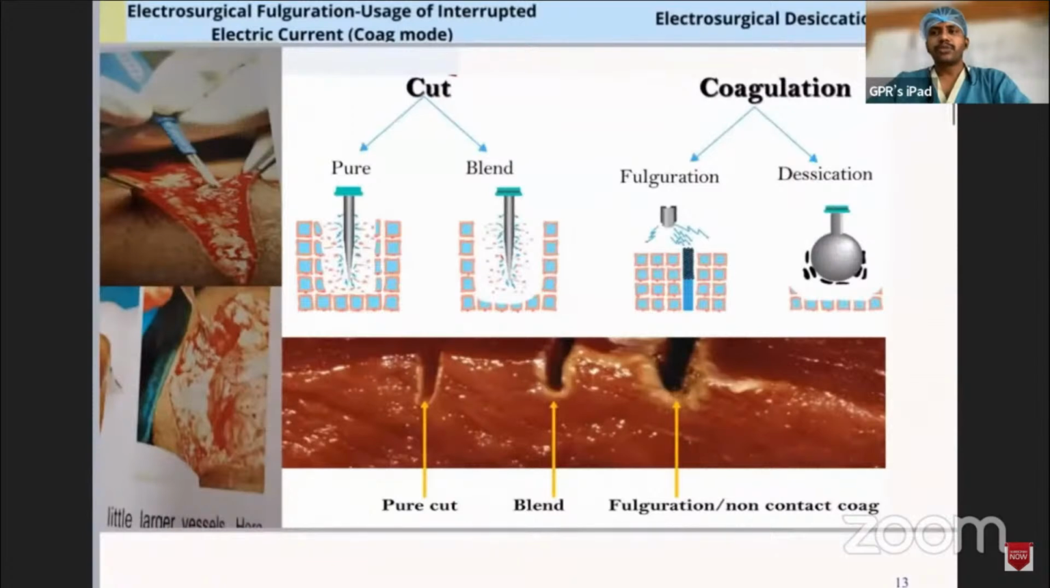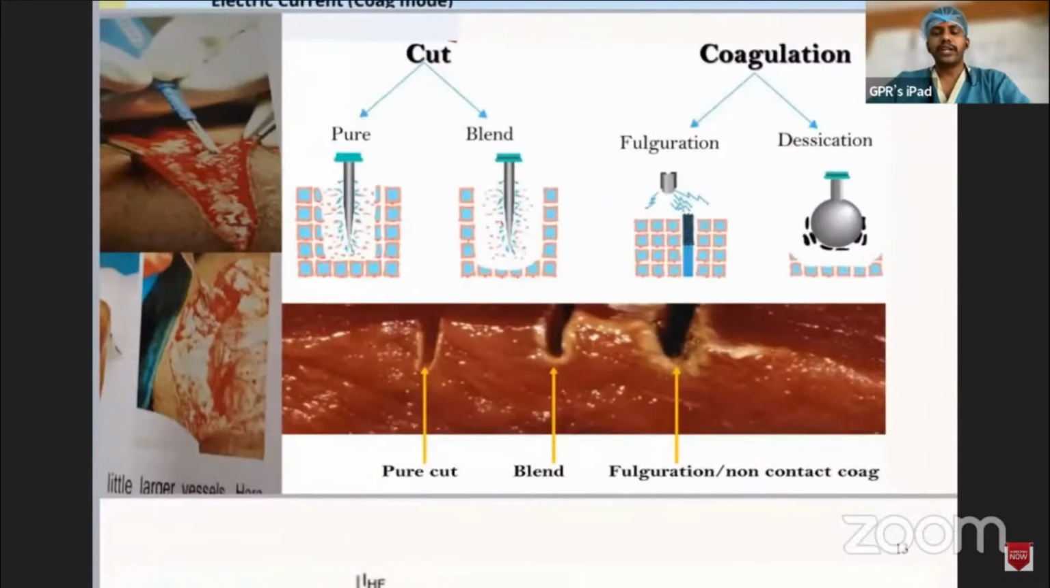So when it comes to coagulation, again, we have two different kinds. One is obliterative coagulation, where we keep our electrocautery pencil directly over the tissue, over the bleeding vessel, so that coagulation or hemostasis happens. This is usually used for vessels less than 0.5 millimeter, in the subdermal plexus or somewhere similar.